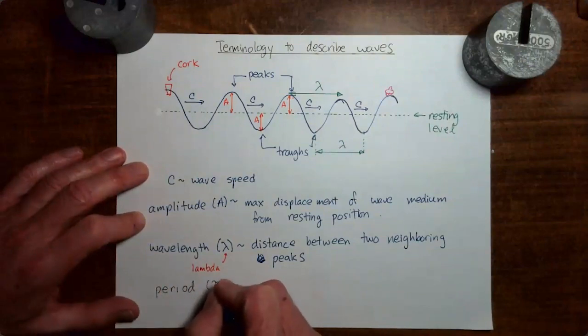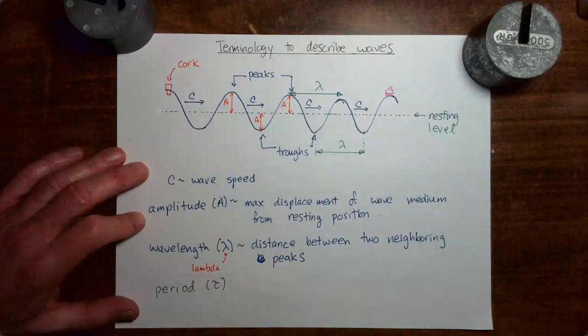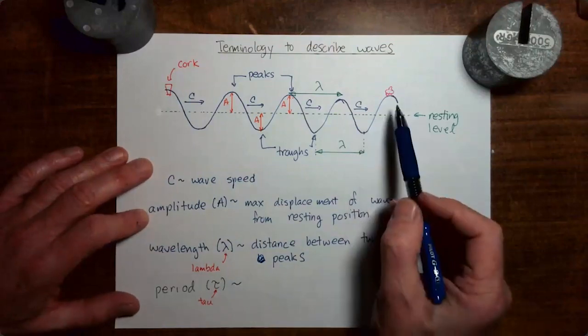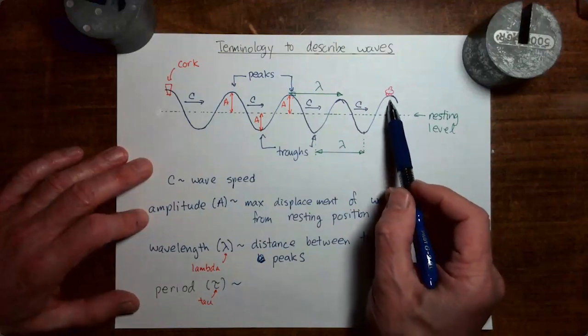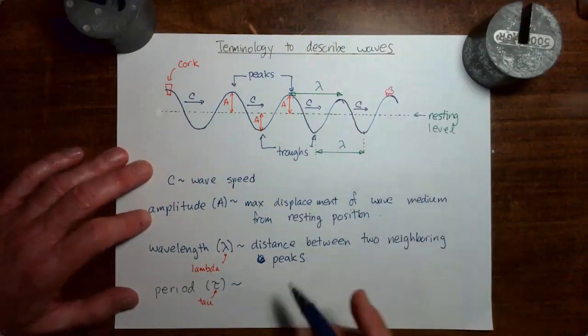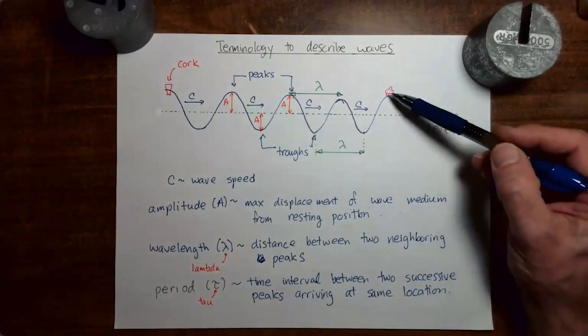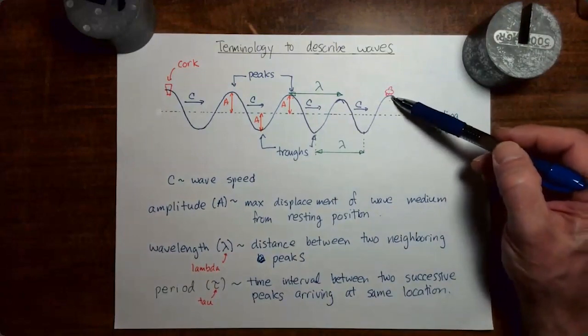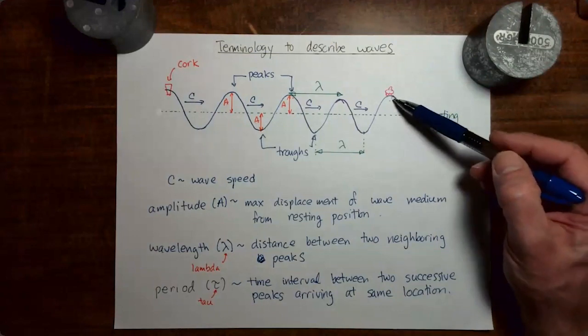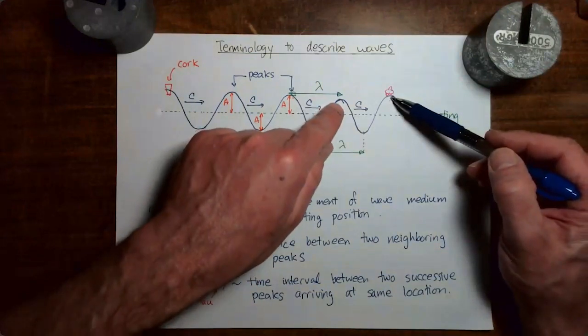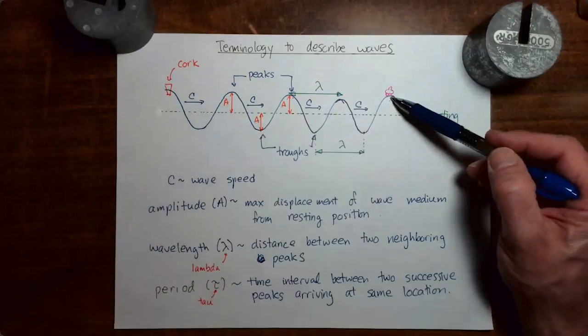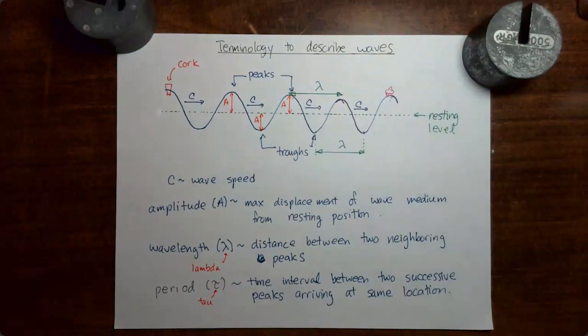The symbol we use for the period of the wave is the Greek letter tau. The period of the wave is the time interval between two successive peaks arriving at the same position in the medium. So let's say, for example, that right now the insect is sitting on top of one peak. And let's say that then it takes 0.3 seconds for the next peak to arrive at the position of the insect. We would then say that the period of the wave is 0.3 seconds.